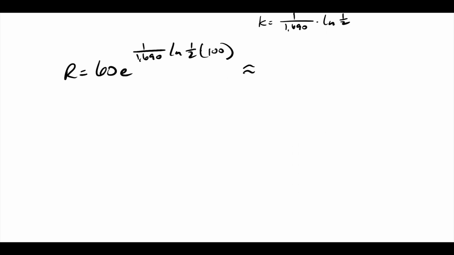The rest is just calculator work. That's all I need to see on your paper is what you put into the calculator. And then from there, you just use your calculator and you get 57.589 milligrams.